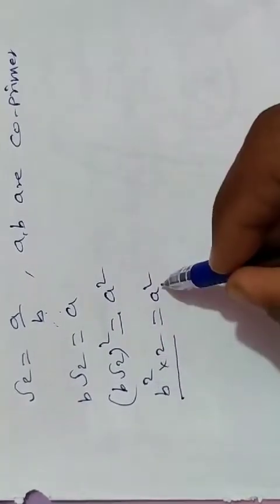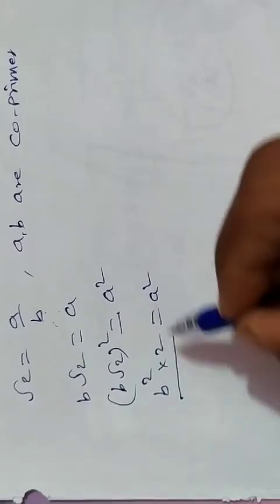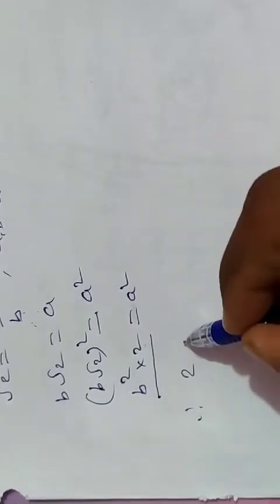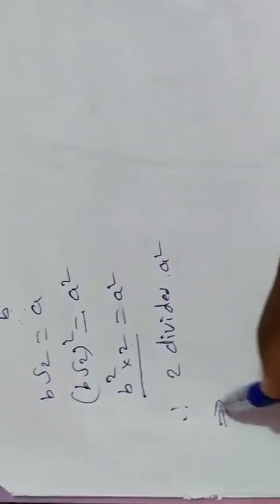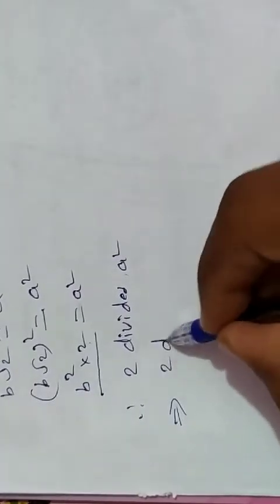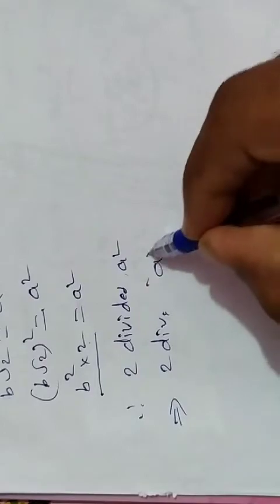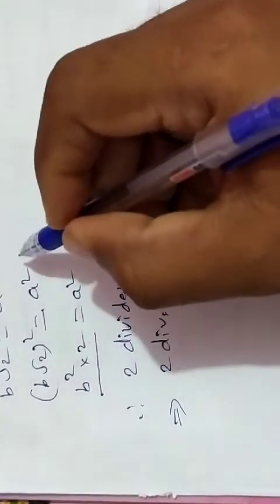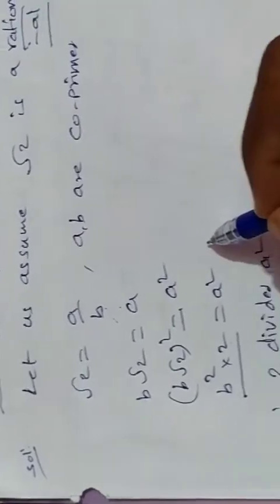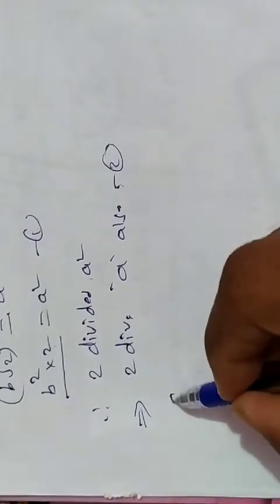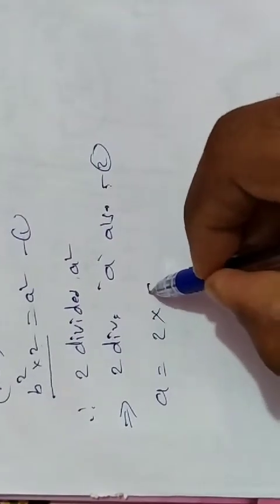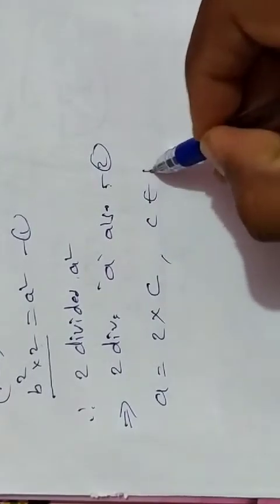Here b square is one factor of a square and 2 is also a factor of a square. So therefore 2 divides a square. If 2 divides a square, it means 2 divides a also. Say it is equation 1 and this is equation 2. So 2 divides a also means a can be written as 2 into c for some integer c.